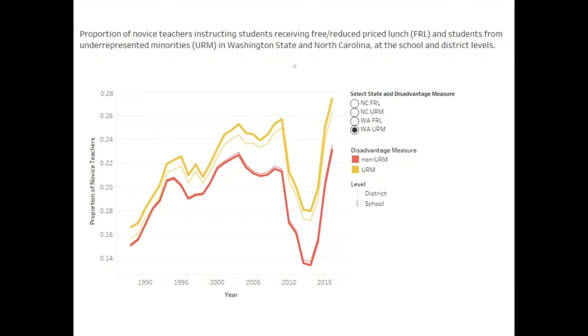Another difference is that we have added additional years of data that are available now that weren't available at the time we published the paper. Within each data visualization, you can explore how teacher quality gaps have changed over time in each state, North Carolina or Washington, and according to each measure of student disadvantage, receipt of free or reduced price lunch or FRL, or URM status.